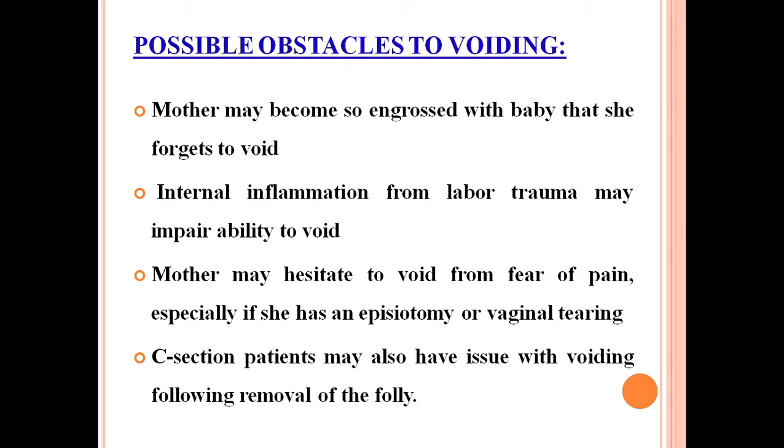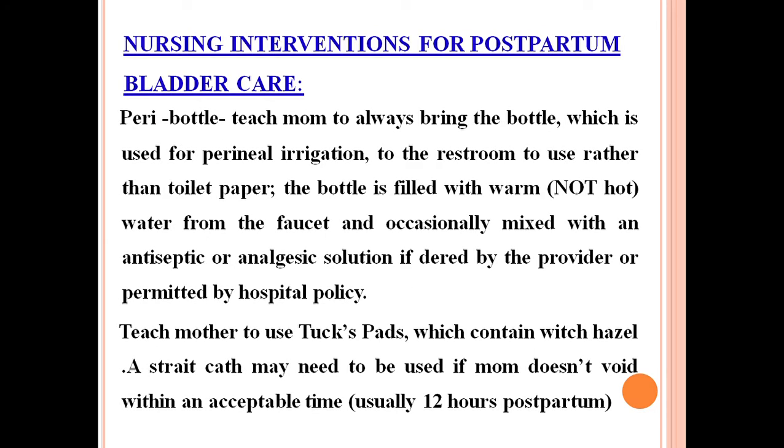Possible obstacles to voiding: the mother may become so engrossed with the baby that she forgets to void. Internal inflammation from labor trauma may impair the ability to void. The mother may hesitate to void from fear of pain, especially if she has an episiotomy or vaginal tearing. A C-section patient may also have issues with voiding following removal of the catheter.